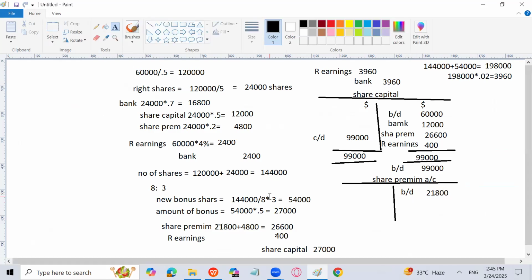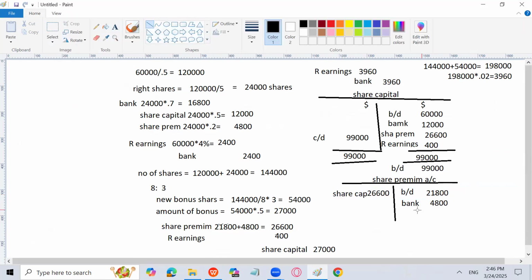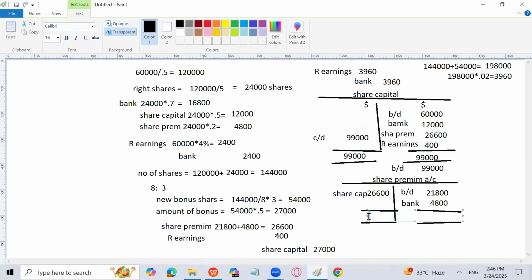Then see the entries, simply see the entries. Share premium is credited here with the amount of right shares with 4,800. So I will write 4,800 on the credit side of the share premium account with the name bank. Again, now the share premium is going to be debited with 26,600 because of share capital. And I think both sides are equal, because we have basically utilized all the share premium for the issuance of bonus shares.